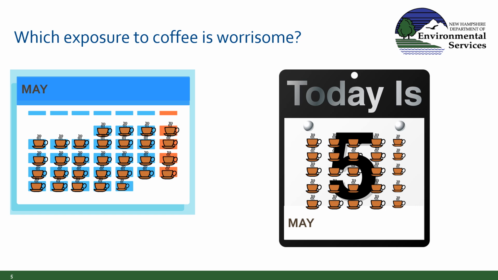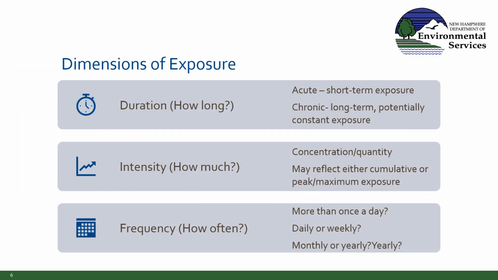Understanding whether an exposure is chronic or acute can help public health professionals anticipate the types of health outcomes that may occur following exposure. Understanding all of the dimensions of exposure can further help to clarify the expected effects of an exposure. We consider duration, intensity, and frequency of exposure by asking 3 questions.